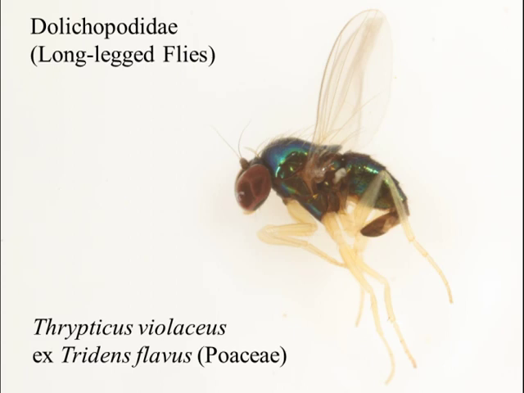In Dolichopodidae, almost all of the species have predatory larvae, but this one genus, Thrypticus, has leaf mining or stem boring species. They're all in graminoids, mostly in wetlands, but this particular individual was reared from an upland grass.